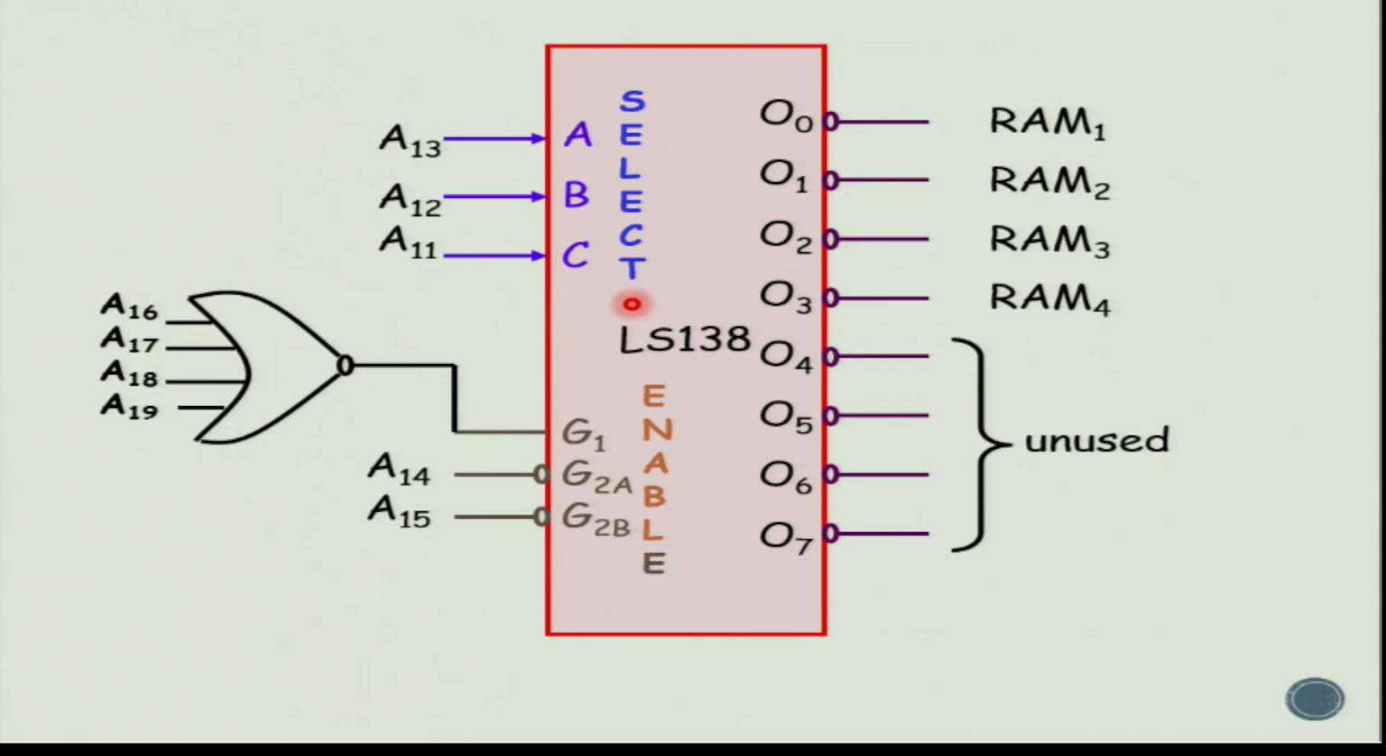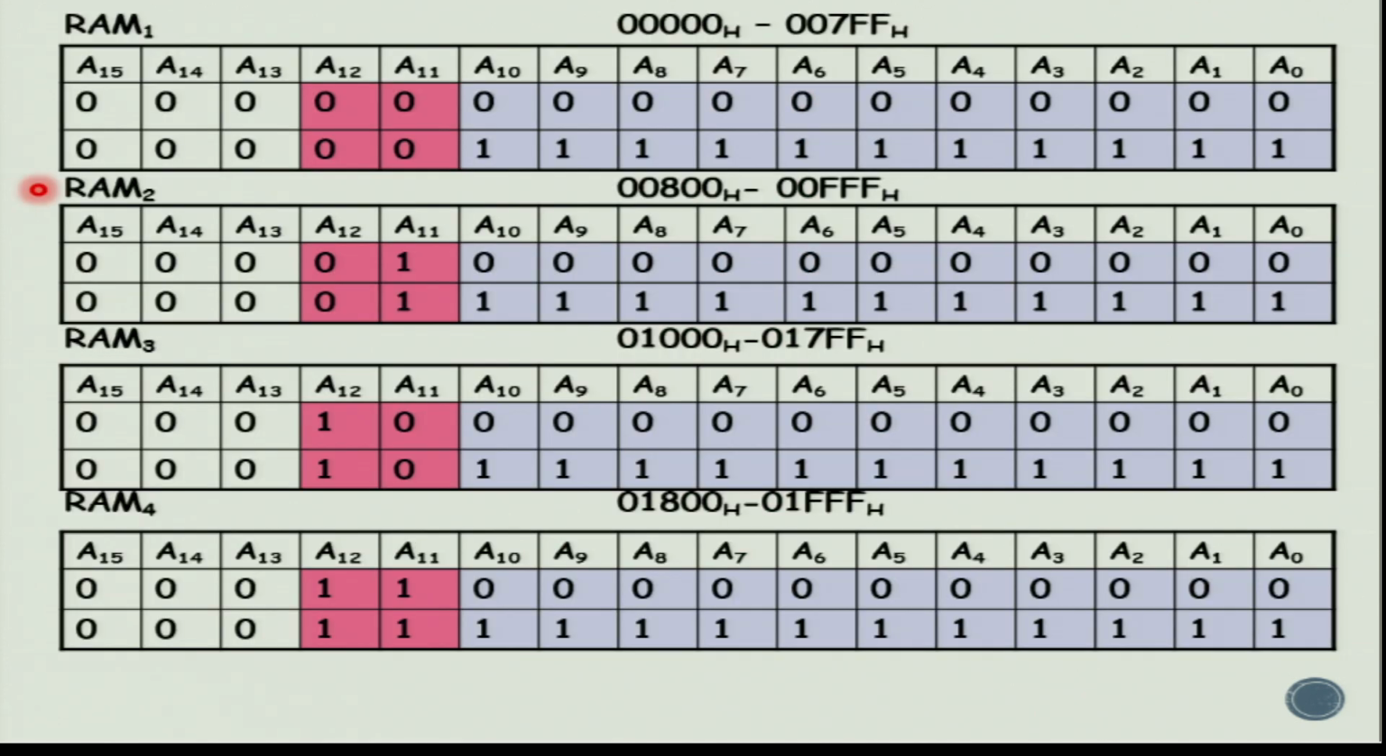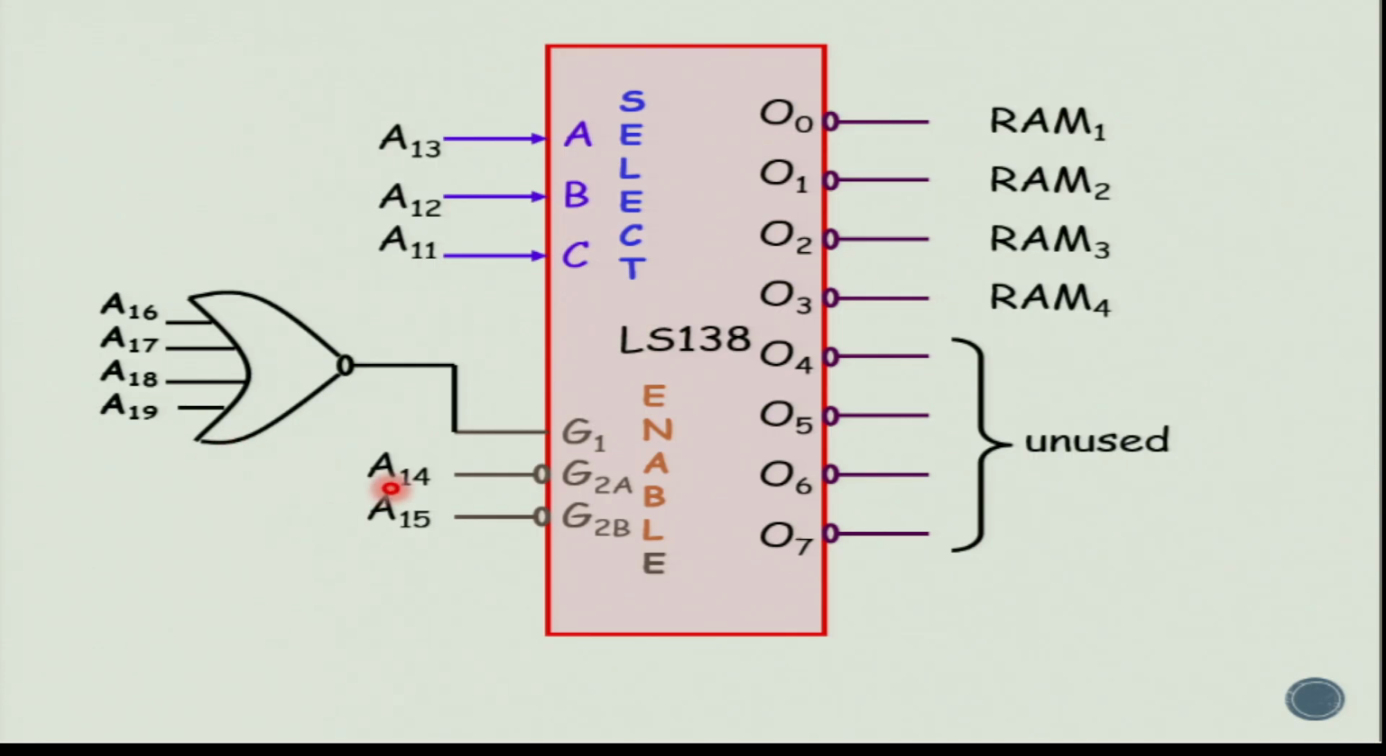Now coming to the enable signals. We have to use the enable signals G2A bar, G2B bar as well as G1. Now we know that the address lines A14 and A15 are always going to remain low irrespective of the RAM chip. So what has been done is A14 and A15 have both been connected to G2A bar and G2B bar.